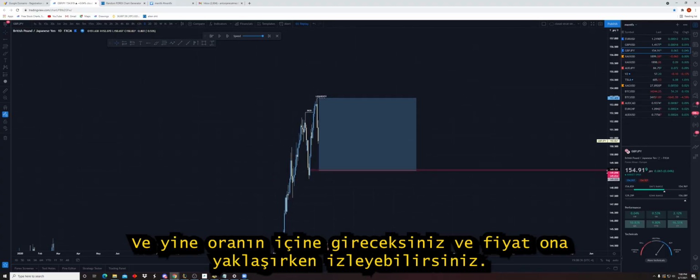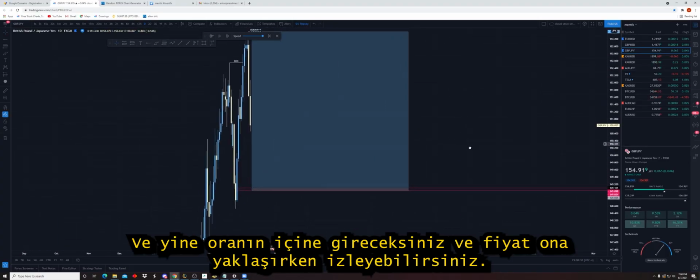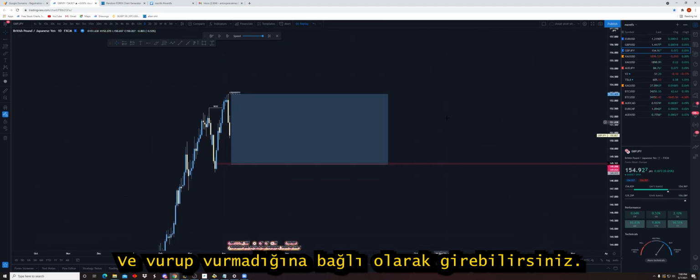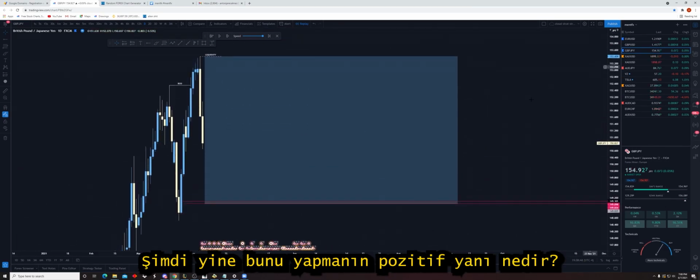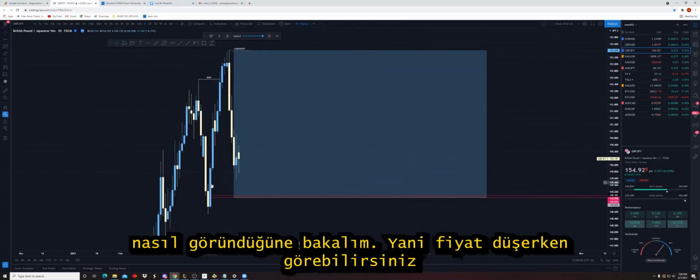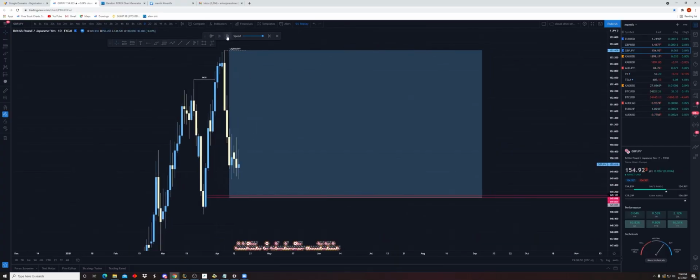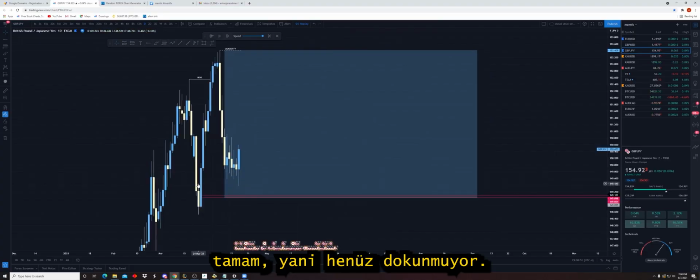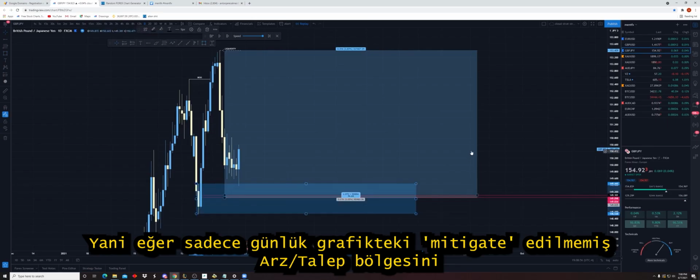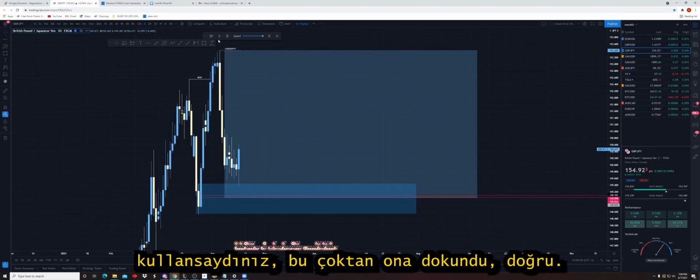And that's perfectly valid. And again, you'll go inside there and you can watch price as it approaches it, and based on if it hits it or not, you can get in. Now again, what's the positive of doing this? And let's see how that advantage is shown real time. So as price drops, you can actually see, okay, so it's not tapping it yet. You can see price actually taps it right here. So if you had used just the unmitigated supply and demand zone on a daily chart, this has already tapped it, right? And is honestly giving you a rejection.